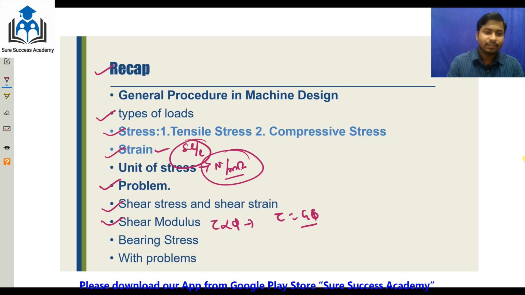And the bearing stress is called localized compressive stress. When a material is subjected to loads, there will be localized compression between the two matching parts. That localized compressive stress is the bearing stress. Here you have to take the load divided by the projected area. We also did some problems on bearing stresses.